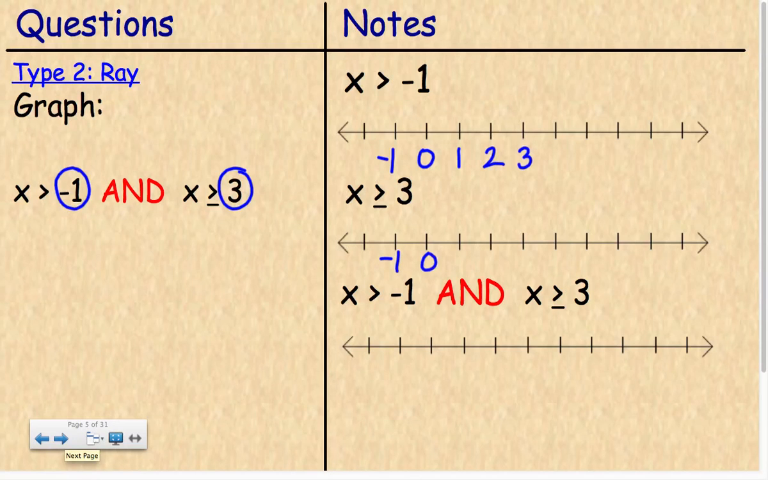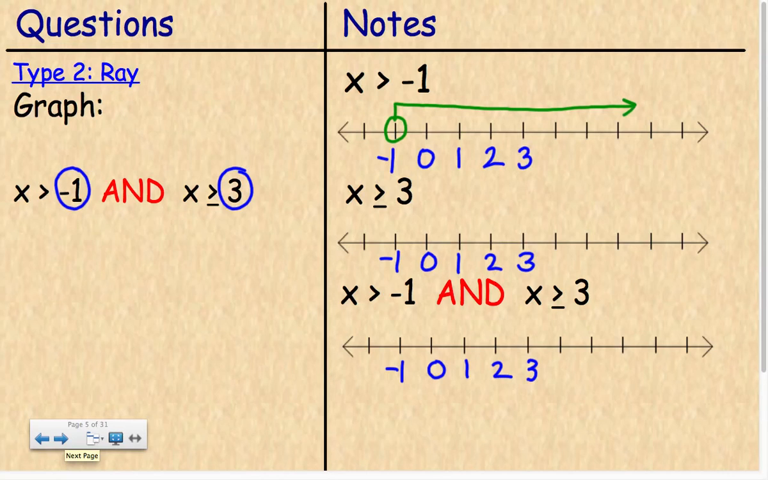-1, 0, 1, 2, and 3. So my first one is x is greater than -1. So I'm going to shade to the right with an open circle. X is greater than or equal to 3, closed circle, also shaded to the right. So now in my third graph, I'm going to put both of my circles, -1 and 3.